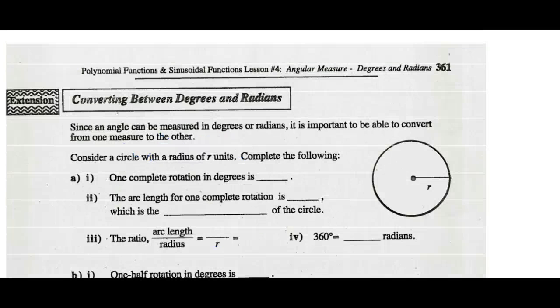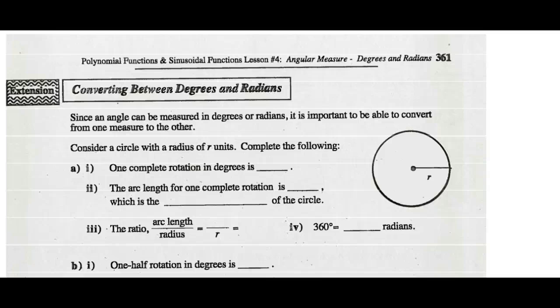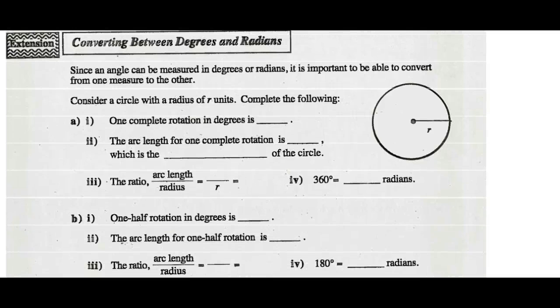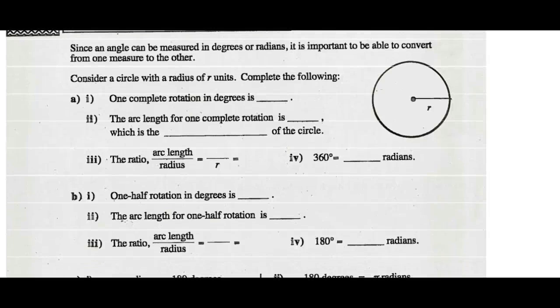Converting between degrees and radians. Since an angle can be measured in degrees or radians, it's important to be able to convert from one measure to the other. Consider a circle with a radius of r units. Complete the following. One complete rotation in degrees. Well, we know the measure of once around a circle is 360 degrees.